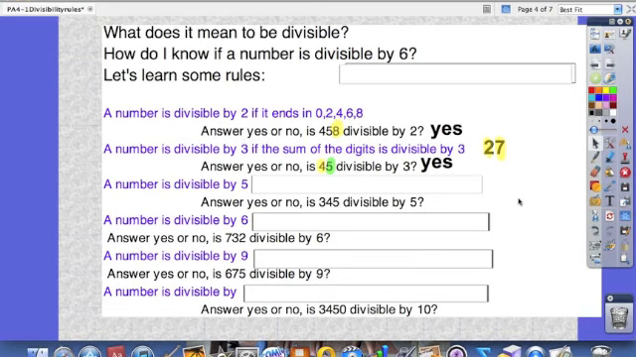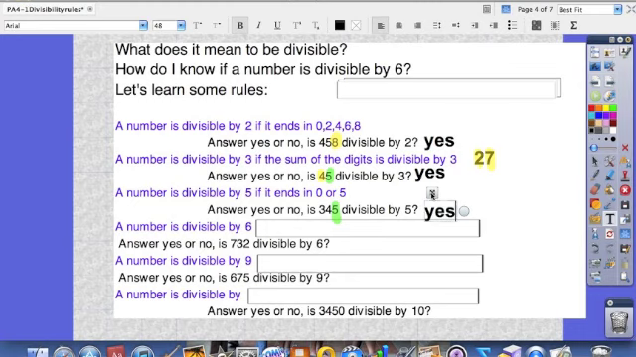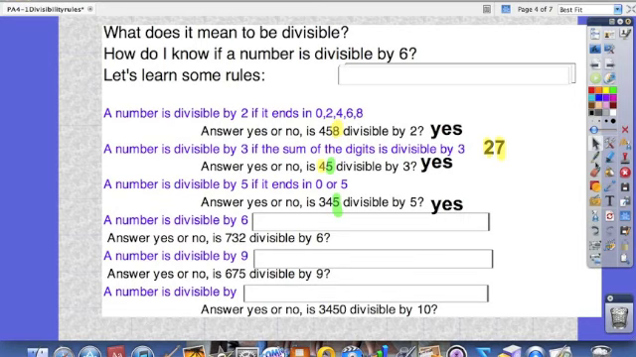Let's move on. How do we know if a number is divisible by 5? Well, numbers divisible by 5 end in 0 or 5. So let's look at this first one, 345. Does 345 end in 0 or 5? Yes, it ends in a 5. So we can say yes, 345 is divisible by 5.